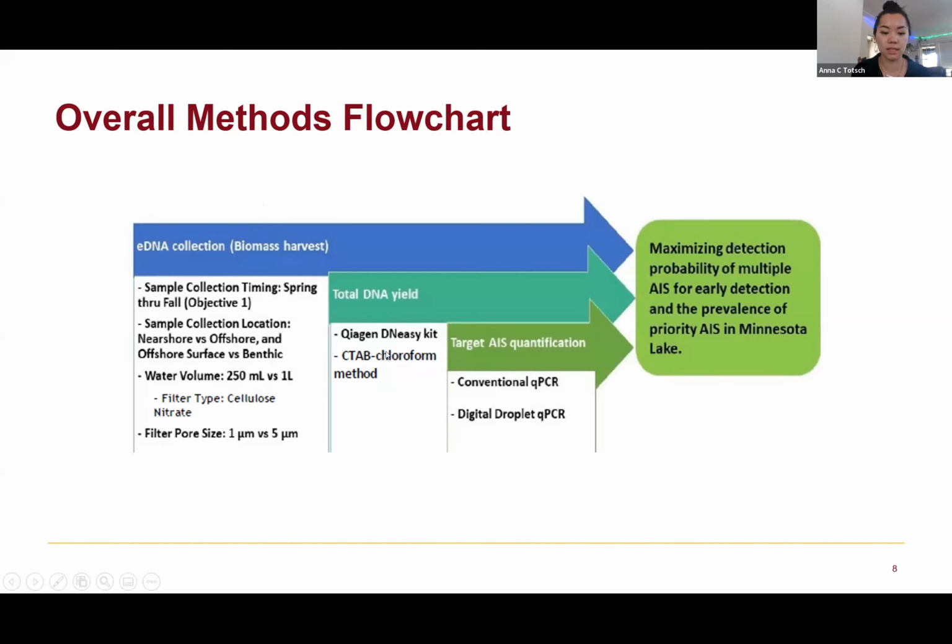We're using the Qiagen DNeasy kit and the CTAB chloroform method. These samples are sent to the University of Illinois to be looked at, and they will send me the data. Right now, I'm working on conventional qPCR. At the end, when I get all of my samples, I'll be doing digital droplet PCR over at the University of Minnesota, Twin Cities campus.